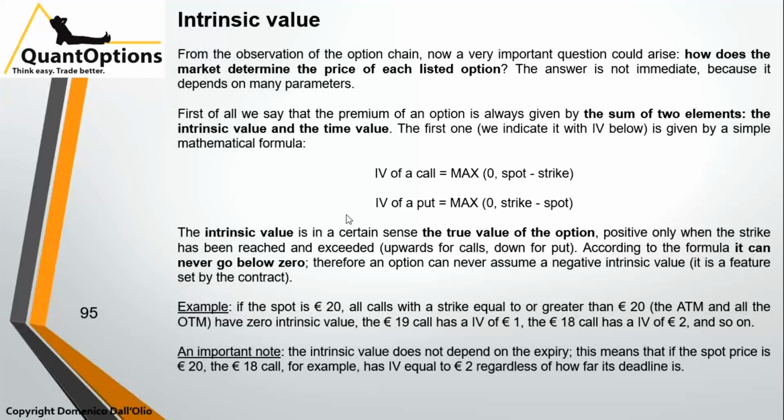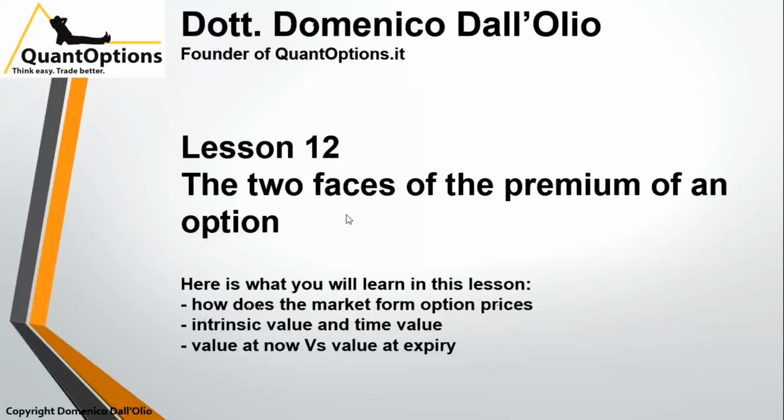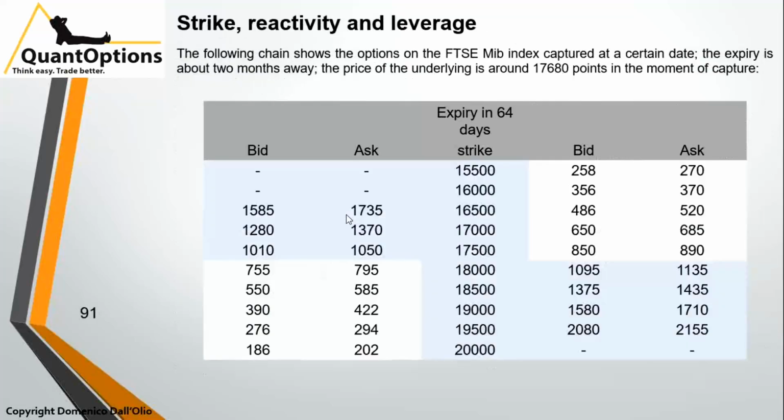So let's go back to the chain and see what all of this implies. A call 17,000, which is in the money, has to be valued the maximum between 0 and 17,680 minus 17,000. In this case, 680 points. At least, this is the intrinsic value, the real value. Call it the real value of the option.